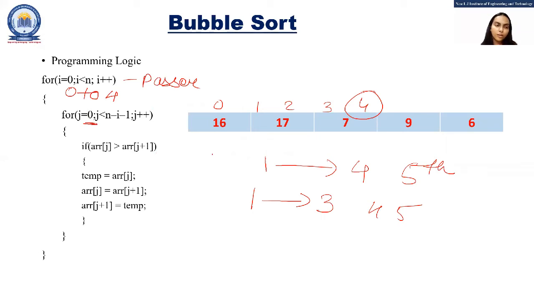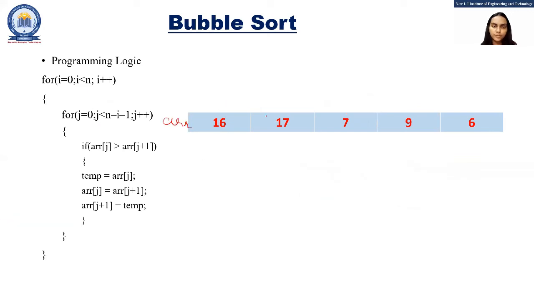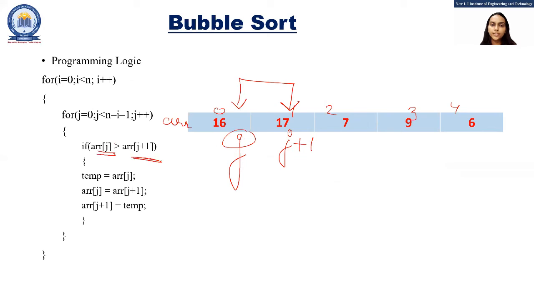And if array of j, now students, let us consider this as an array. So if this is an array, and we are considering 0, 1, 2, 3, and 4, if this is j, this would be j plus 1. So we need to check this adjacent element. If array of j is greater than array of j plus 1, in that case, we need to perform swapping, right? So it would get swapped.